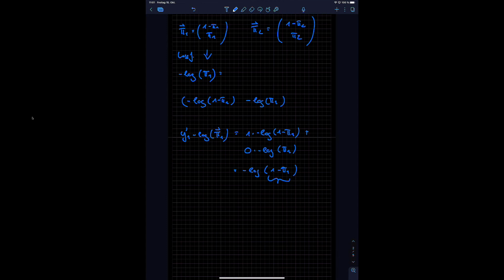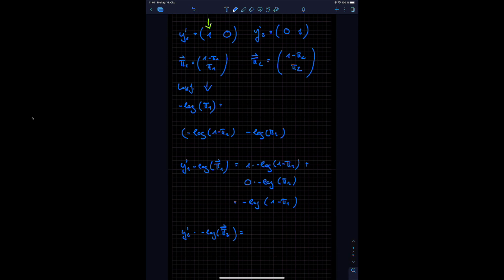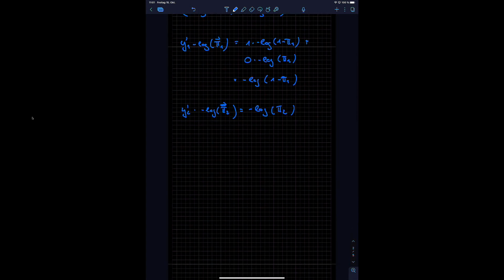Okay, and in the same way, if we do this for the second observation here, you can check for yourself if you're able to do this. What's left here is minus log that this is actually a female person. Okay, and now it doesn't matter if we use the first or the second example.